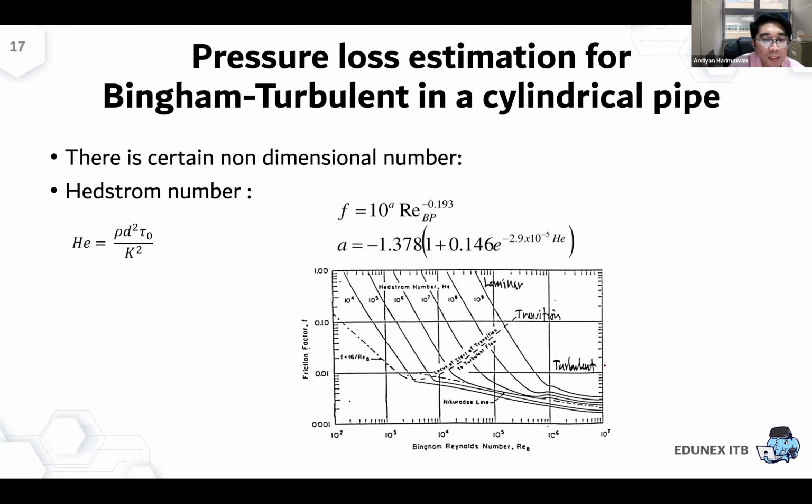Actually, there is some empirical formula for certain types of non-Newtonian fluid. For example, this is the Bingham, the condition is turbulent. You don't need to memorize this equation, it would just burden your brain. You can use the Hedstrom number, then from the Hedstrom number, you can put it into this equation to get the value of friction factor.